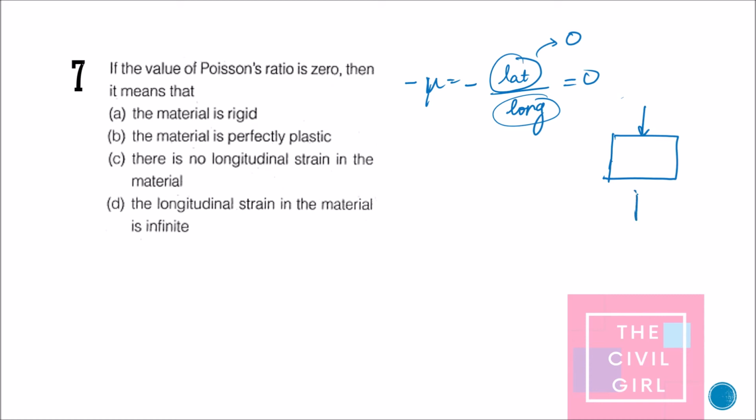If I apply a load here, there is no lateral strain in the material, that is, there is no expansion or change in dimension of the material laterally. So this means that the material is rigid. The answer is the material is rigid.